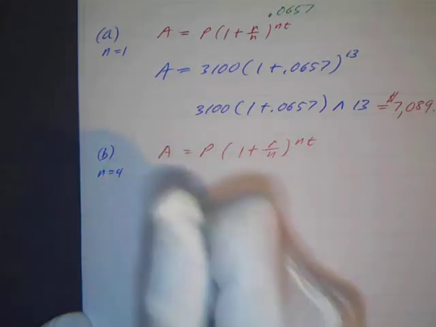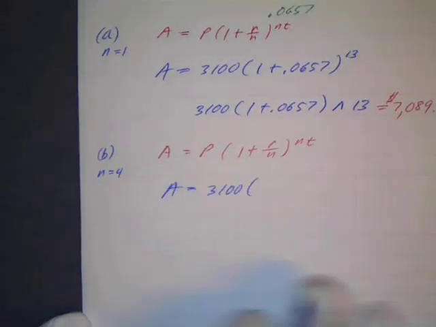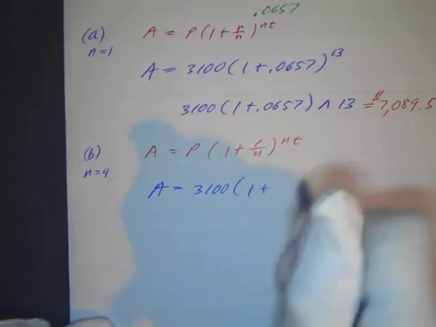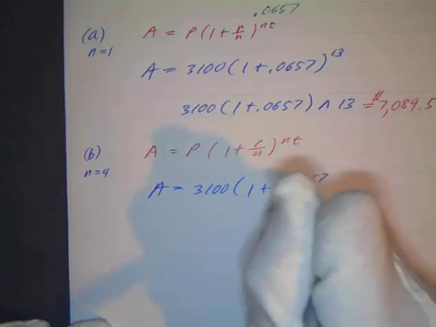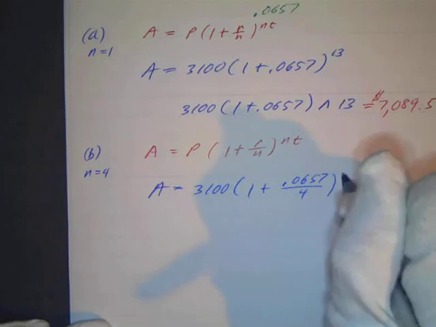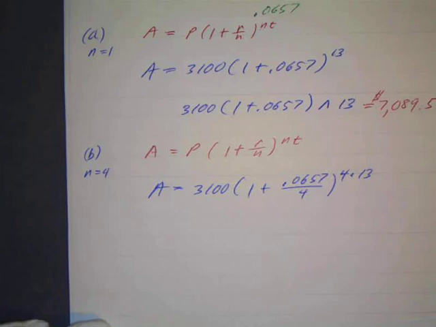So we'll write this down. Amount equals 3,100 times 1 plus 0.0657 divided by 4, and then 4, which is my n, times the number of years, which is 13. And I can see that 4 times 13, I can work that out first. Save me a parentheses, and 13 and 13 is 26, and 26 and 26 is 52. So that's going to be 52. All right? And then I want to see how you put in the calculator.